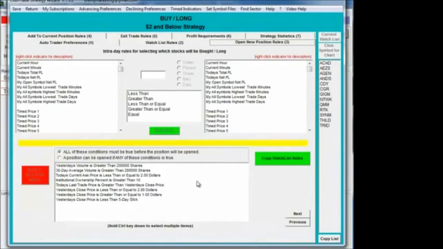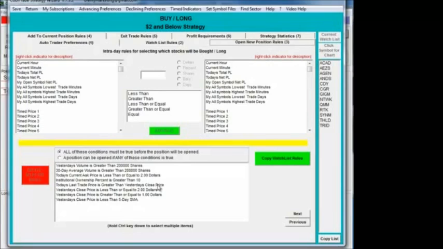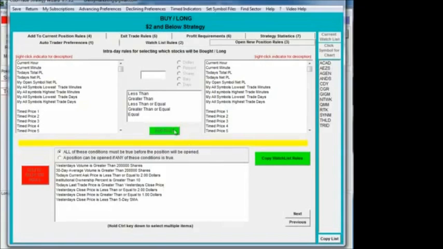So all those same criteria are in effect for when you open positions as well, except an additional rule is that today's last trade price is greater than yesterday's close price. And as soon as that extra rule comes into effect, CoolTrade buys.